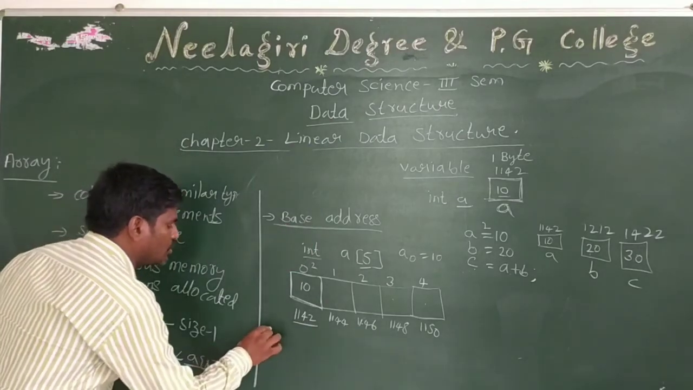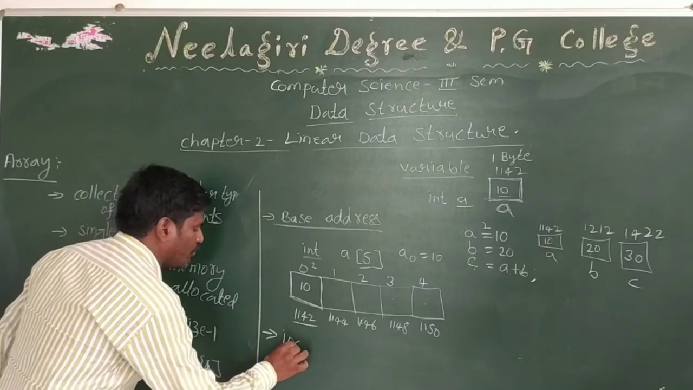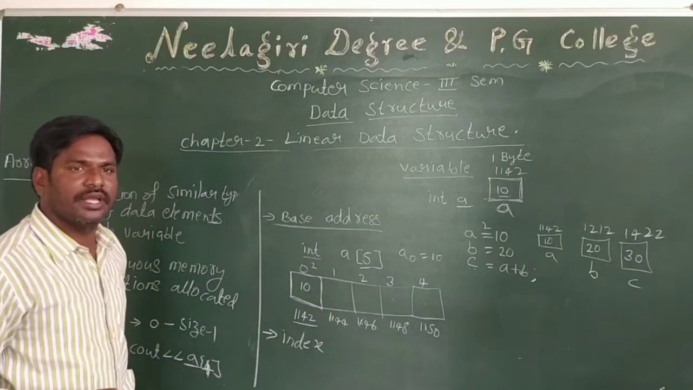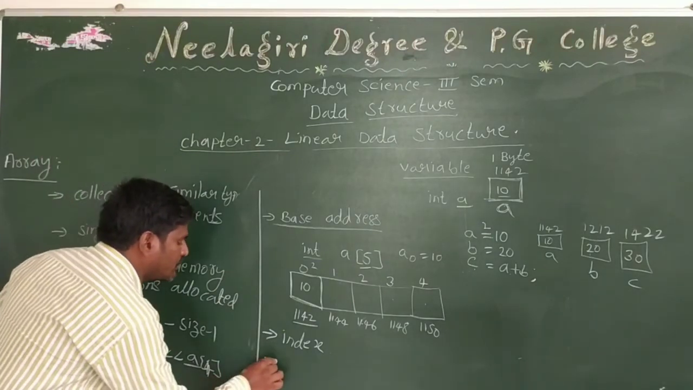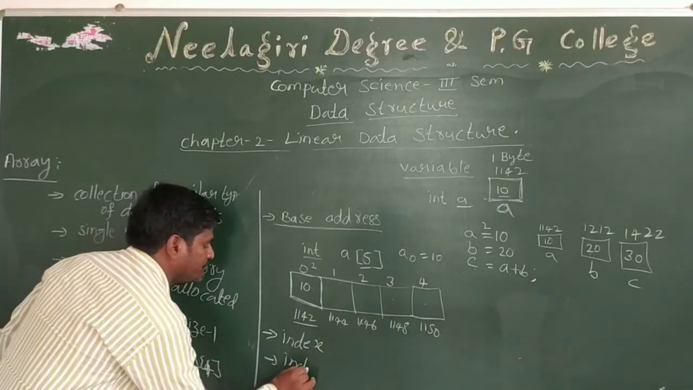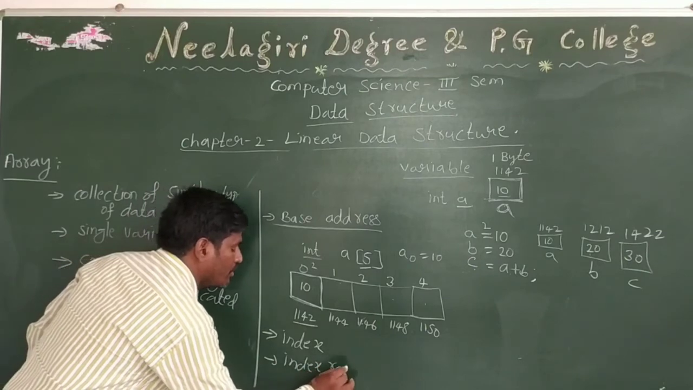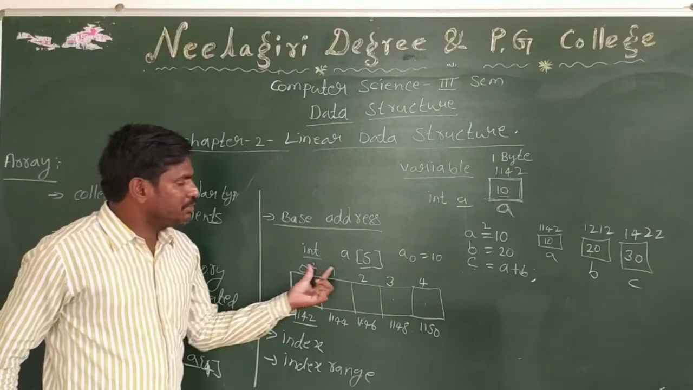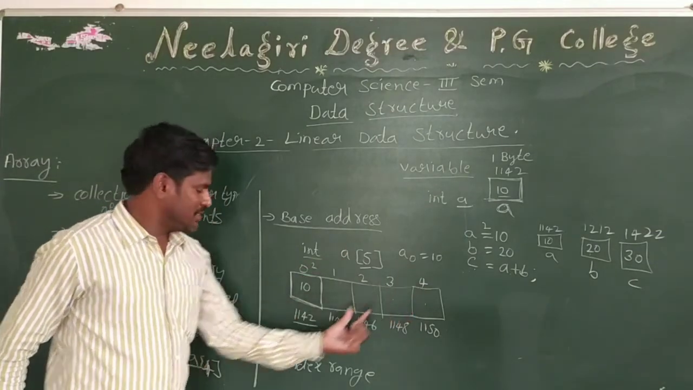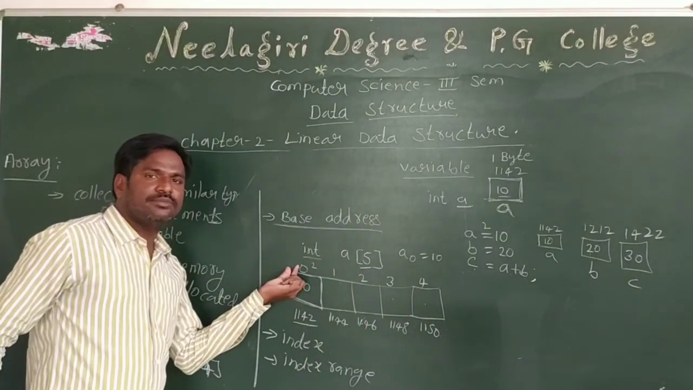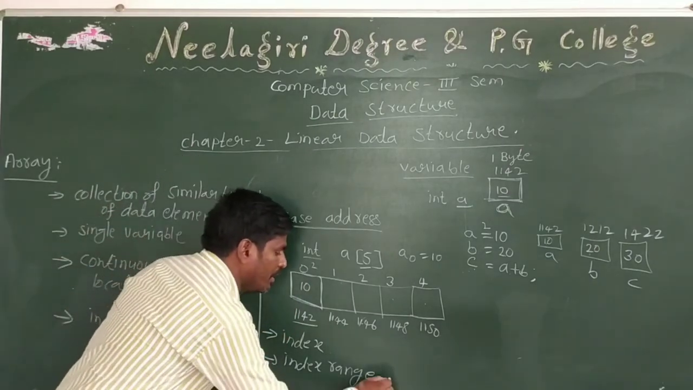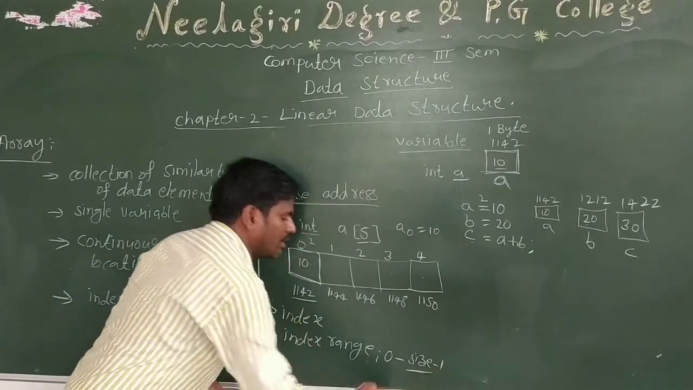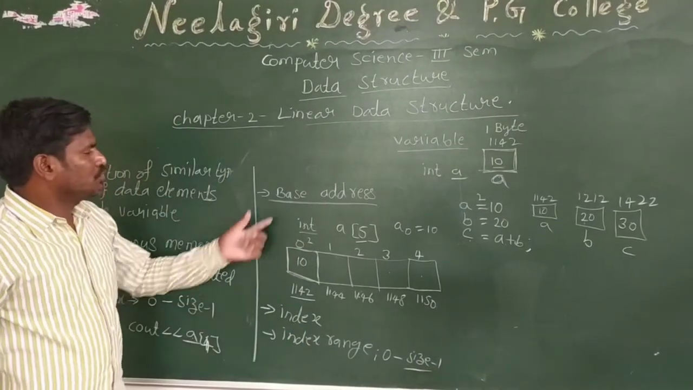The second terminology is the index. We know the index is used to specify the position of the element in the array. The next one is the index range. We know index range means, for example, 0 to 4. Index range means the starting of the index is always 0, the ending of the index is generally size minus 1.